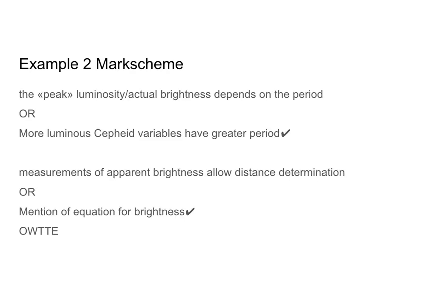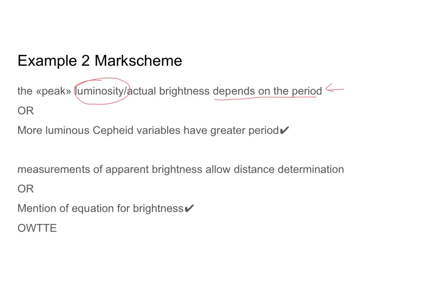Okay, so let's look at the mark scheme. For a Cepheid variable, luminosity depends on period. Or you could say something like more luminous Cepheid variables have a greater period. Again, you don't need to know that specific relationship. This first line is all we need. So if we measure apparent brightness, we can determine distance. Or instead of saying that, you could just mention the equation for brightness. So hopefully you mentioned luminosity depends on period, or we can use period to determine luminosity, and then we can use luminosity and brightness together to figure out distance.